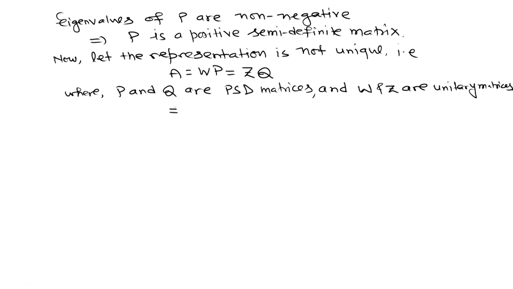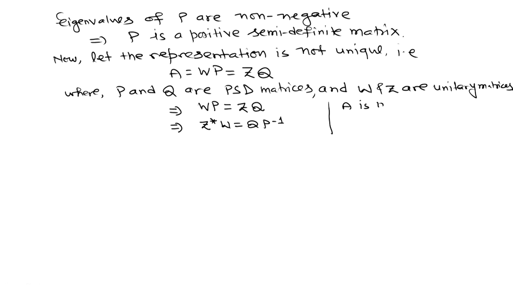Now, here I have WP equals ZQ. So, if I multiply both sides by Z star, that is the conjugate transpose of Z, then I will have Z star into W equals Q into P inverse. Here you just note that A is an invertible matrix.